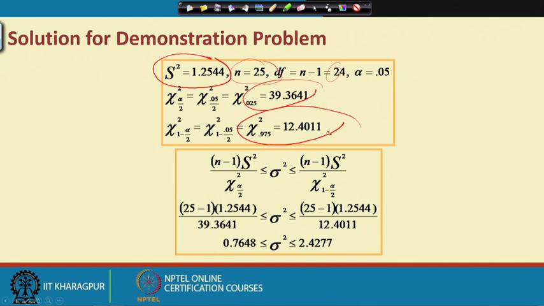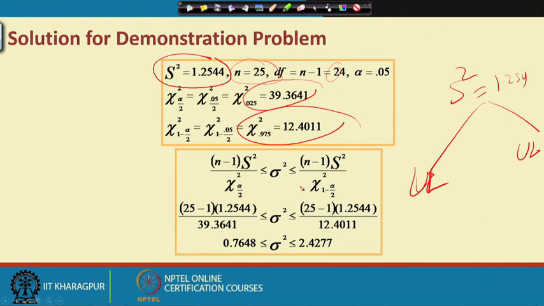So, this is the requirement. Once you get the sample variance, then using the sample variance you have to see what the confidence interval for the population variance is. Technically, having a sample variance of 1.254, what are the lower limit and upper limit for this particular problem?